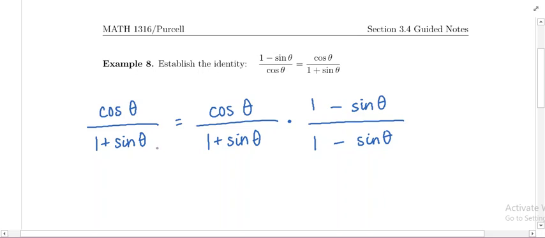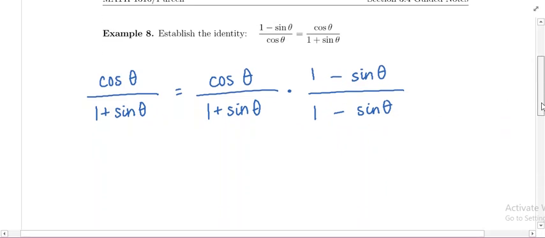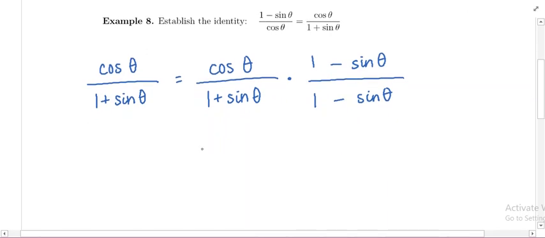You are not allowed to change the original fraction. So that's why you have to multiply by a quantity equivalent to 1. Okay, all right, so let's see where this conjugate takes us. We are now multiplying fractions. So we are going to multiply across the top and multiply across the bottom, okay?